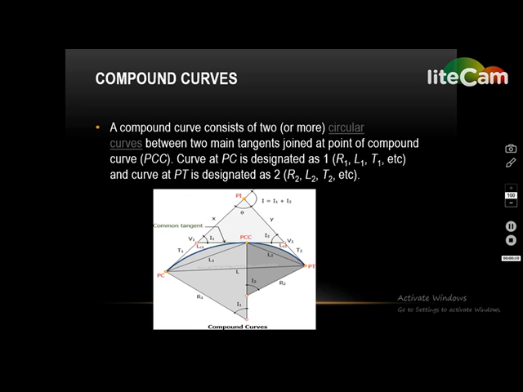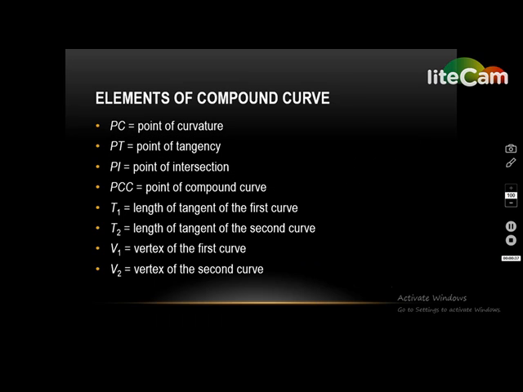A compound curve basically consists of two, maybe more circular curves between two main tangents joined at a point of compound curve, which we can call PCC. The curve at a PC is designated as 1, R1, L1, T1, etc. And the curve at PT is designated as 2, R2, L2, T2. So we have point 1 and point 2, both designated as PC and PT. You can see in the figure that there is a common tangent between PC and PT, and the PCC is the point of compound curve.